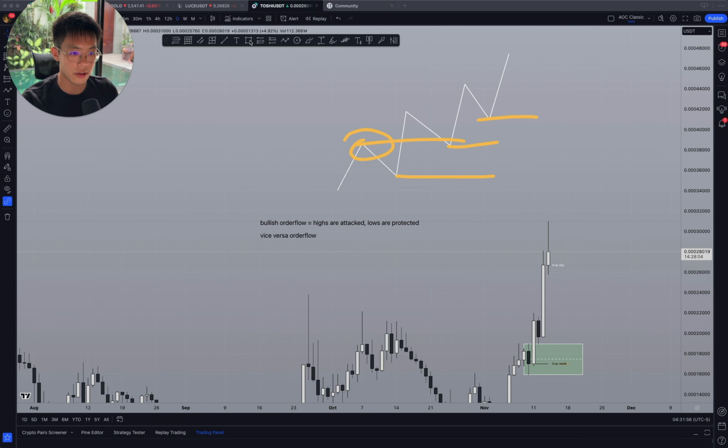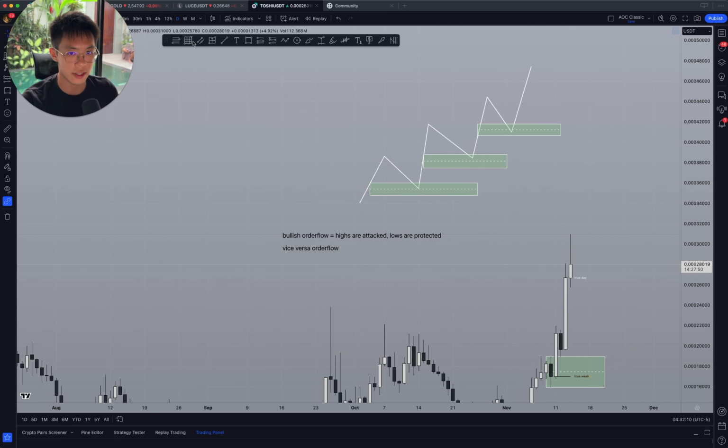Now, where are these lows coming into generally? Well, guess what? They're coming into areas of order flow, right? This is all based in institutional trading. So this is what I want you to pay attention to. Now you can say that this will line up with your Fibonacci, for example.